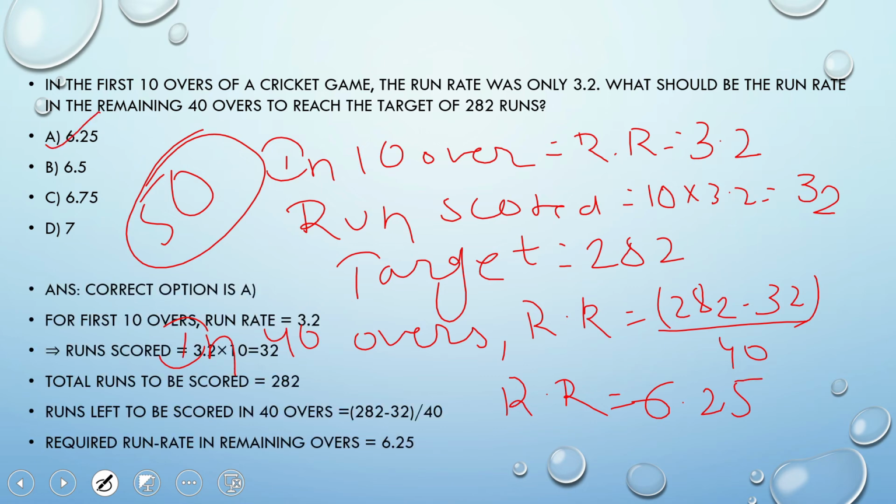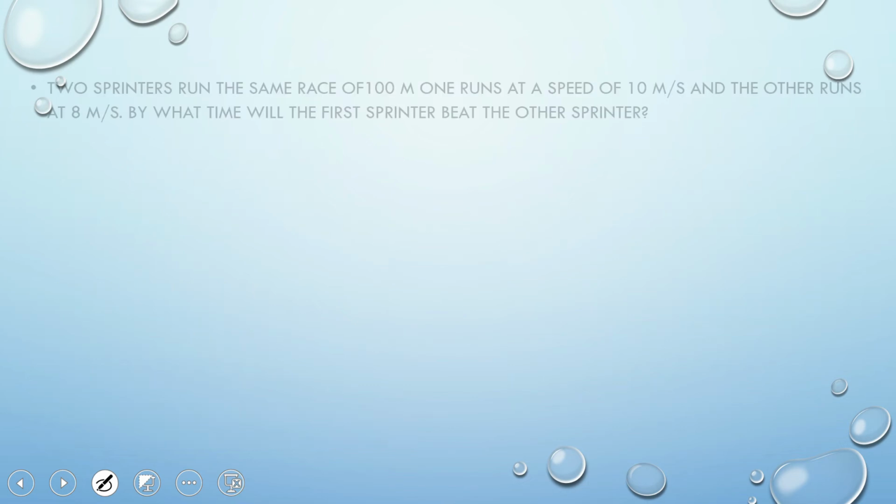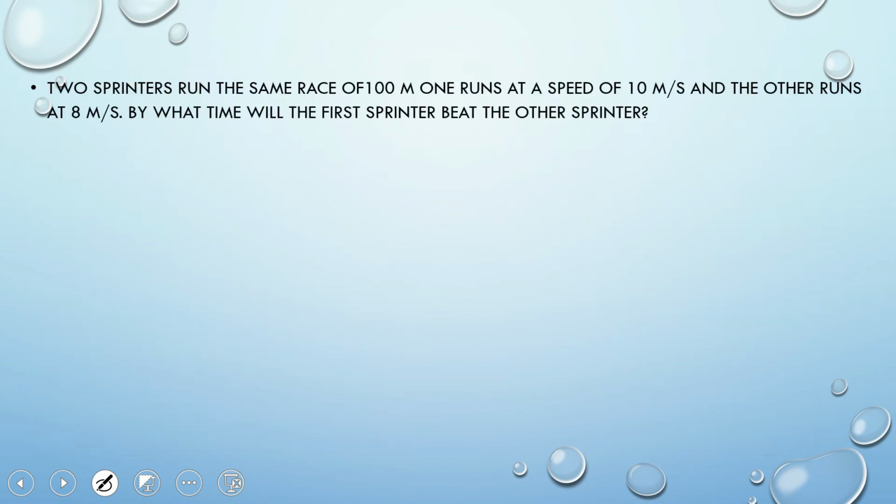Okay, let's read another question. Two sprinters run the same race of 100 meters. One runs at a speed of 10 meters per second and the other runs at 8 meters per second. By what time will the first sprinter beat the other sprinter? Option A 1.5 seconds, option B 2 seconds, option C 2.5 seconds, option D 3 seconds.